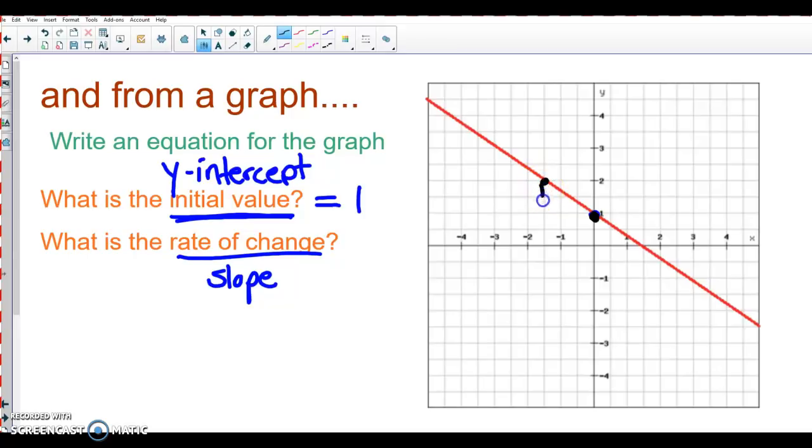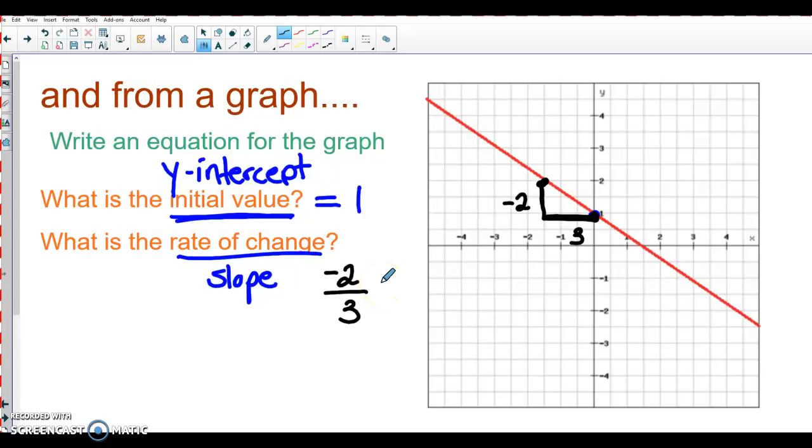I'm going to draw my right triangle. And then I'm going to go from point to point. So I'm going to start here, and I'm going to go down. So that's -2. And then I'm going to go to the right 3. So my slope is -2 over +3.